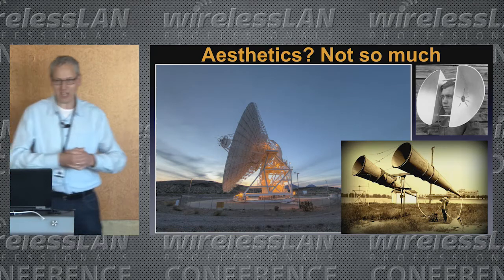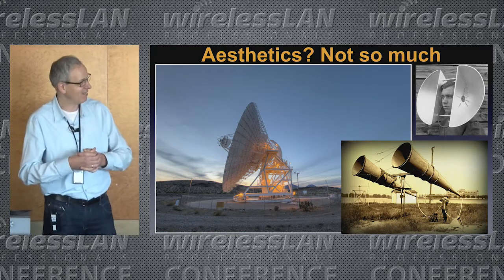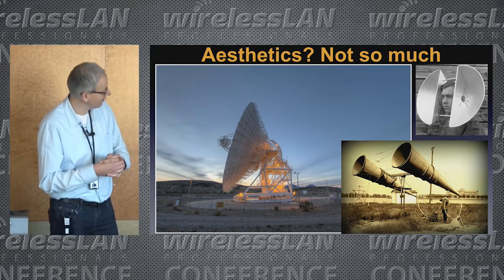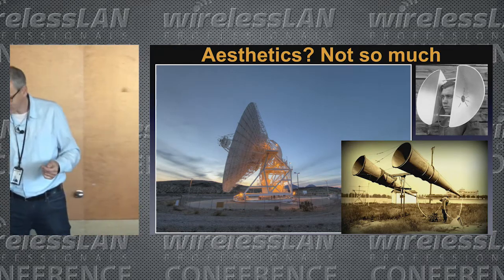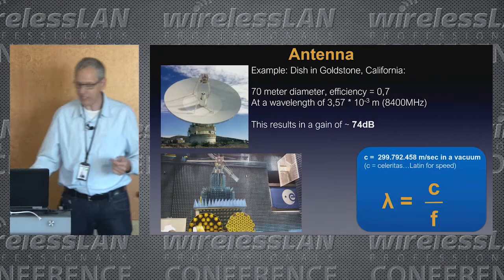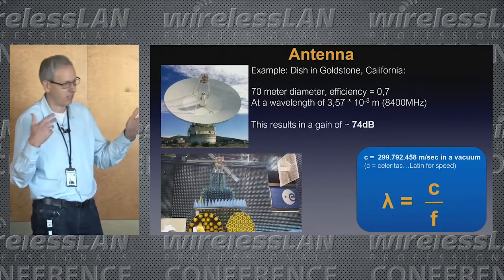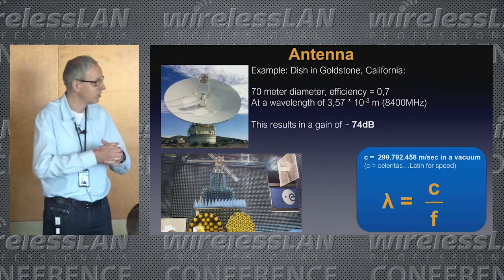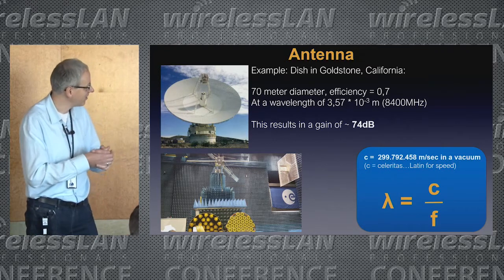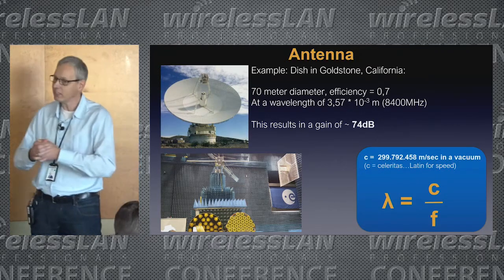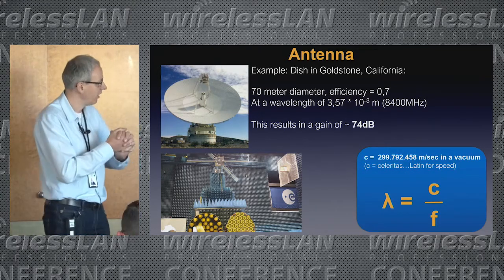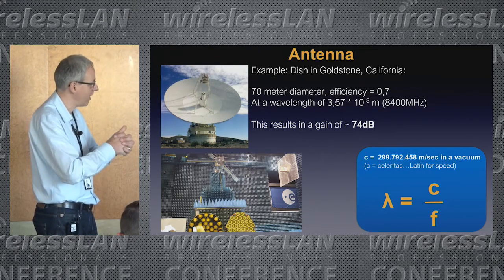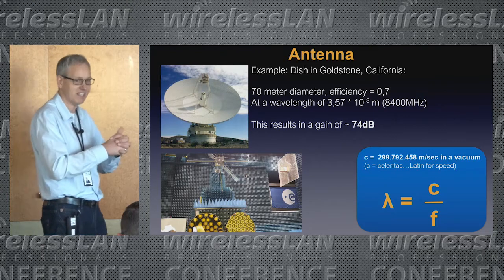We don't care about aesthetics at all. We need antennas, and we need big antennas. Yeah, we tilt them massively. Big antennas is a big thing, and we usually work with, and I say we, but I actually mean NASA and all those other guys that I have no relationship with. We need antennas in the range of 60-meter diameter, which comes down to, if you do the calculations, at 0.7 efficiency, around 74 dB gain.